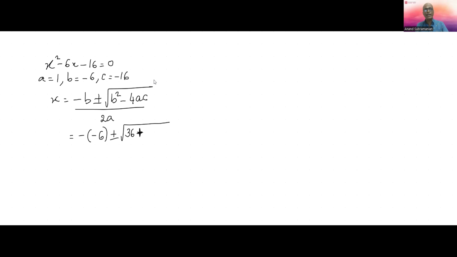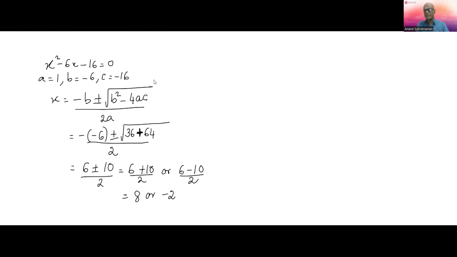So minus 4 times 1 times negative 16 is plus 64, divided by 2 times 1. That is 2. So that is equal to negative of negative 6 is 6 plus or minus square root of 100. That is 10, right? Square root of 100. 36 plus 64 is 100. So that is equal to 6 plus 10 divided by 2, or 6 minus 10 divided by 2. So that is equal to 16 by 2, that is 8, or negative 4 divided by 2, that is negative 2.